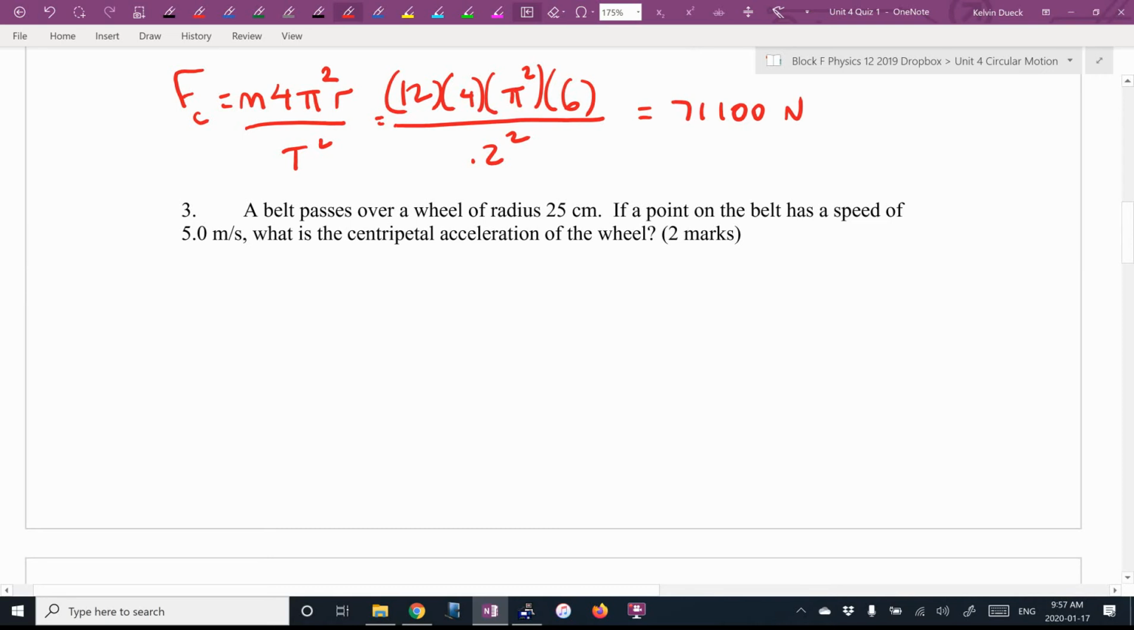Number 3, a belt passes over a wheel of radius 25 centimeters. They want the centripetal acceleration. Matt, did they give me the speed or the period in number 3? I'm going to use the v squared over r. And they just want the acceleration, so I don't need to multiply it by the mass. They could have also asked for the force, but I would have needed the mass of the belt or something, which is a little awkward. So yeah, it's going to be 5 squared divided by 0.25. Oh, this is 25 divided by point. Is it 100 even? That's nice.